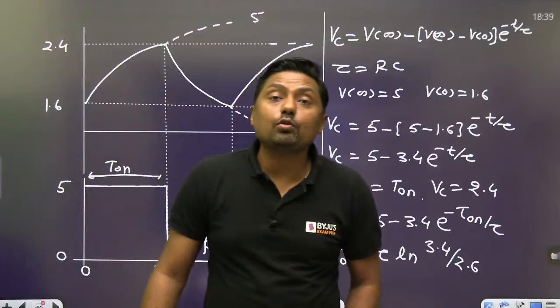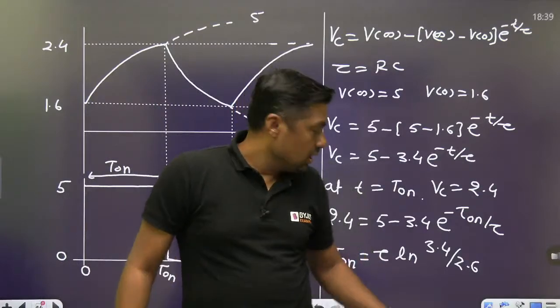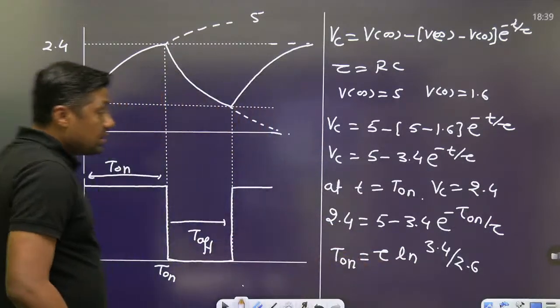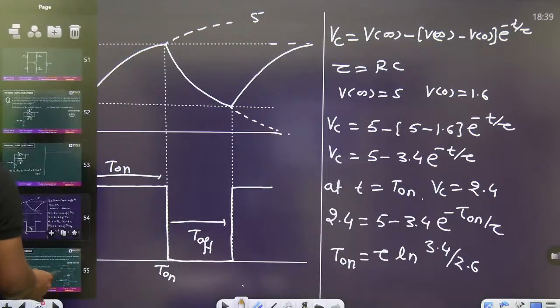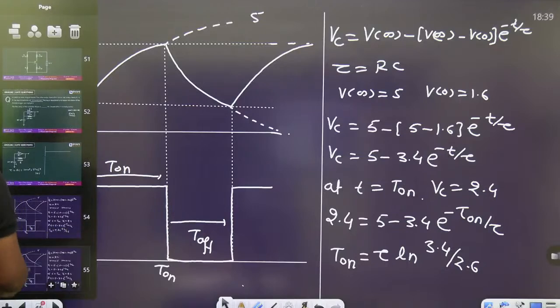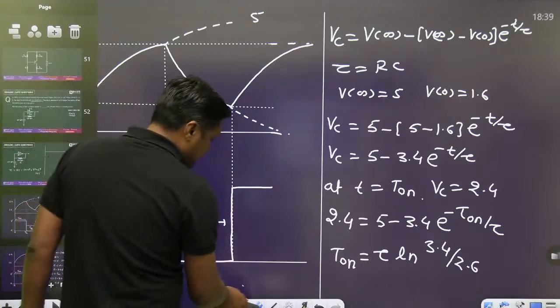Already we have the value of tau. That is RC. You can find the T on from this. Now, on similar calculation, what will be the T off?